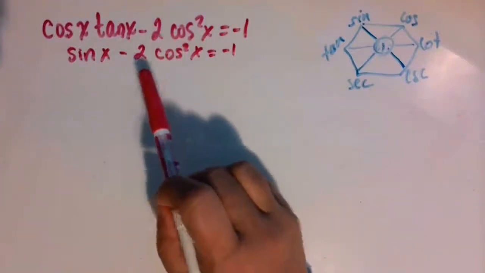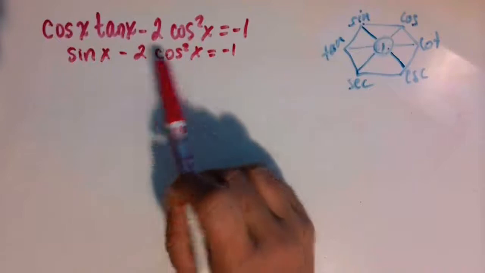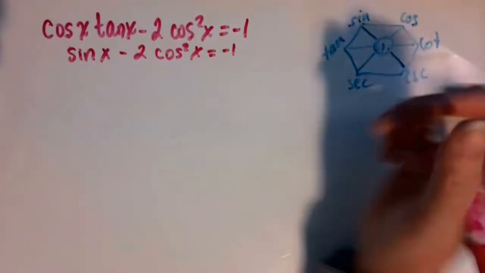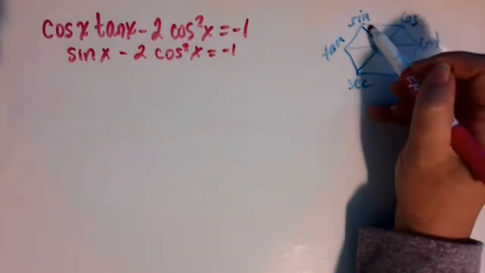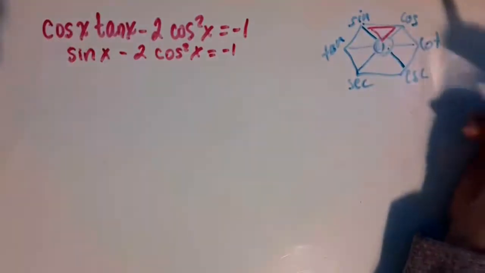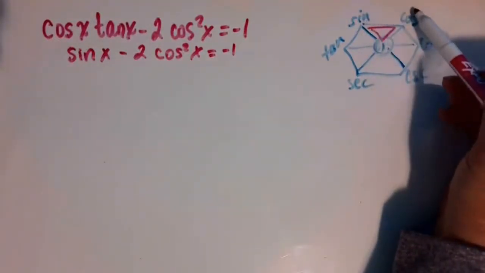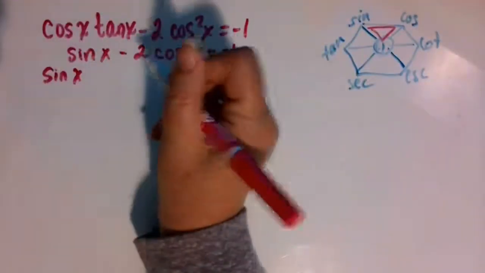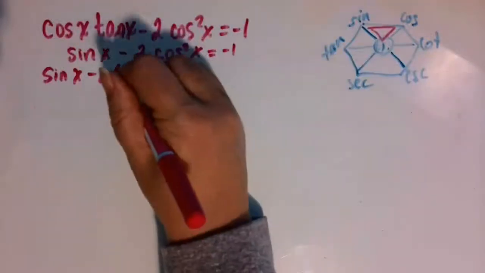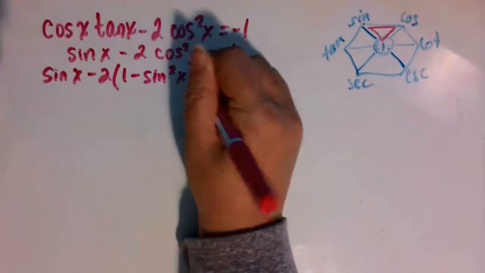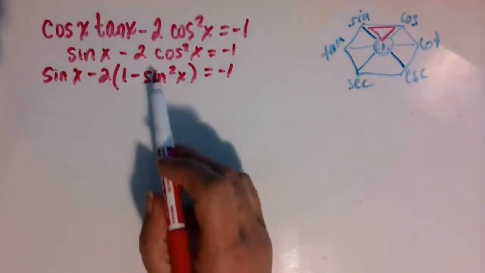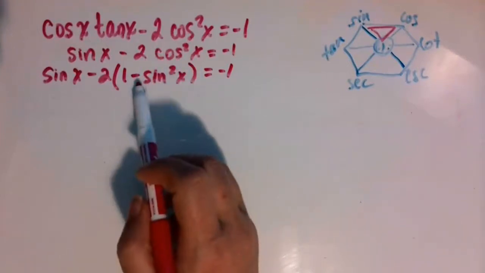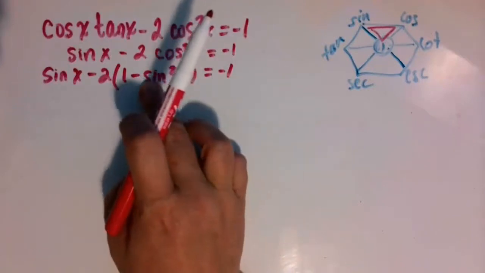Okay, our goal is, if possible, to get this entire equation in terms of one trig function. And if we look back at our trig hexagon, this cosine squared x comes from a Pythagorean identity here from this top triangle. Sine squared x plus cosine squared x is equal to 1. So we can replace that cosine squared x with 1 minus sine squared x. And we need the parentheses because that coefficient of -2 belongs to cosine squared x, which is being replaced with a binomial, 1 minus sine squared x.